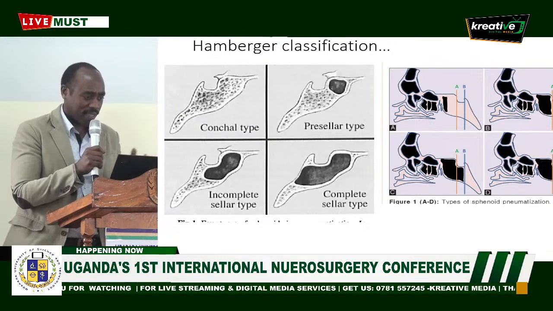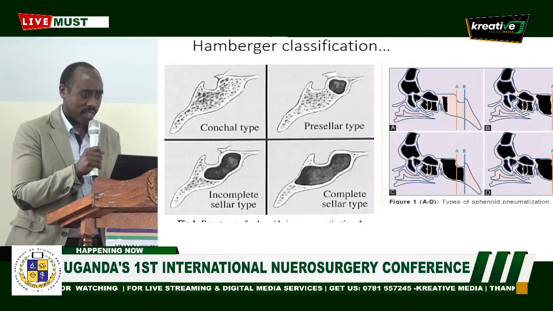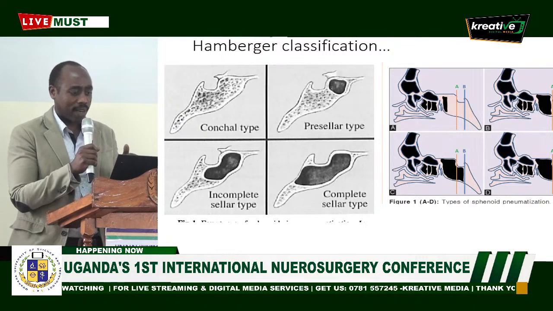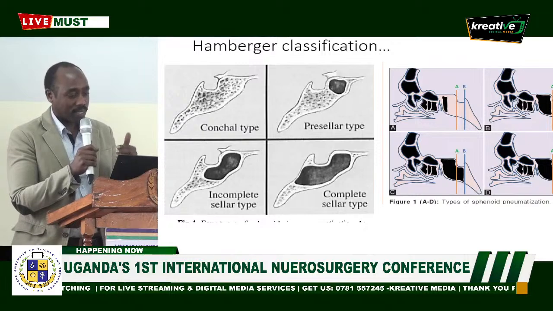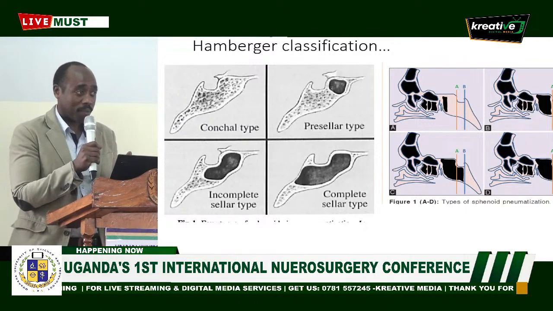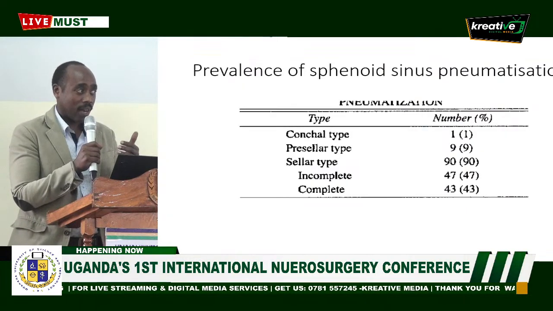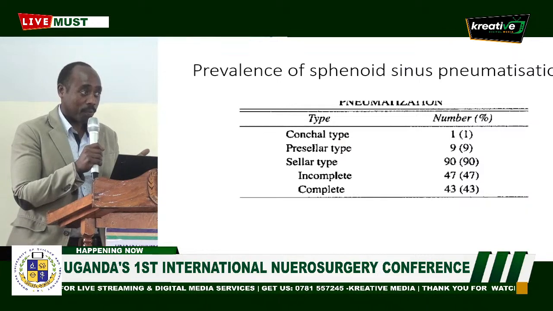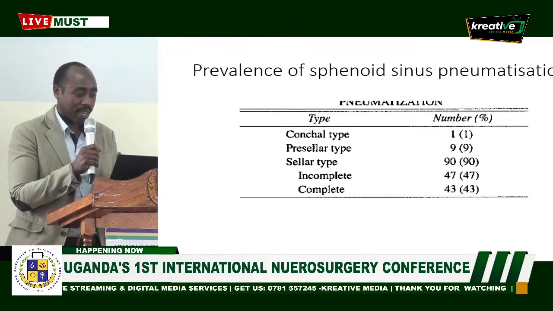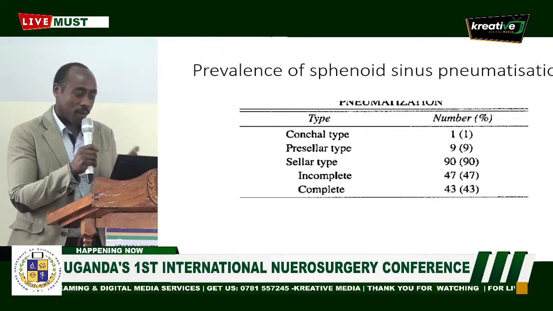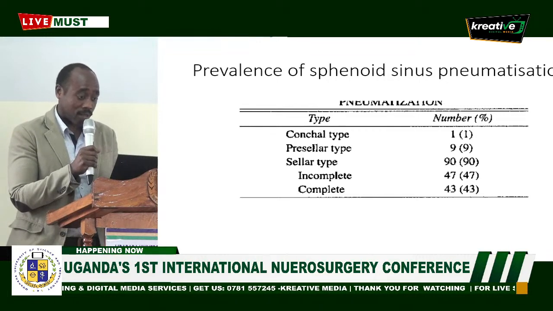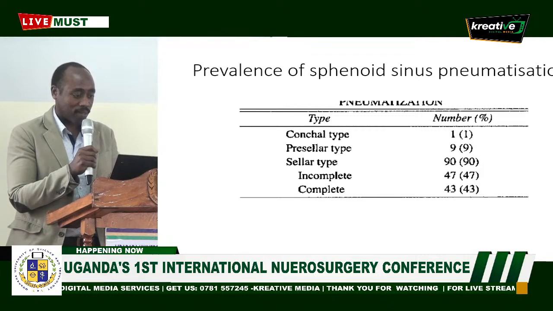There are various studies that have studied the anatomy of the sphenoid sinuses, and we are lucky that most of the sinuses are the sellar type, which gives you the possibility to work through the transsphenoidal approaches. Over 90% of them are sellar, and of those, incomplete and complete sellar, which you can still adopt for this procedure, share almost similar percentages at 43 and 47.